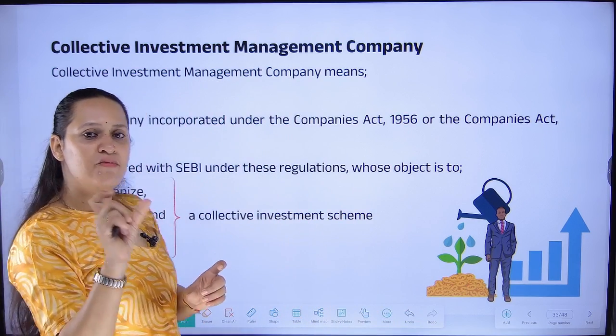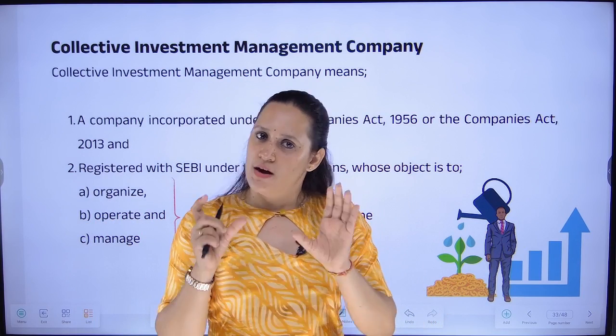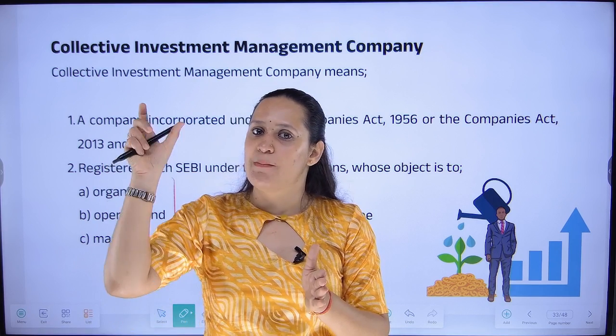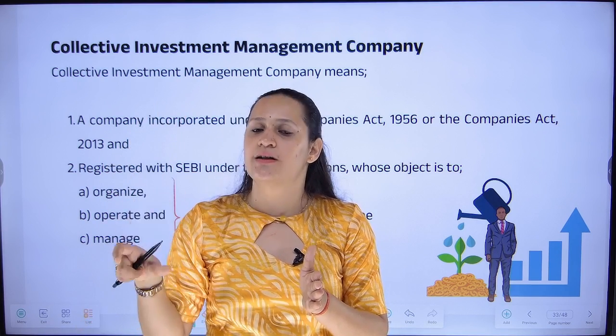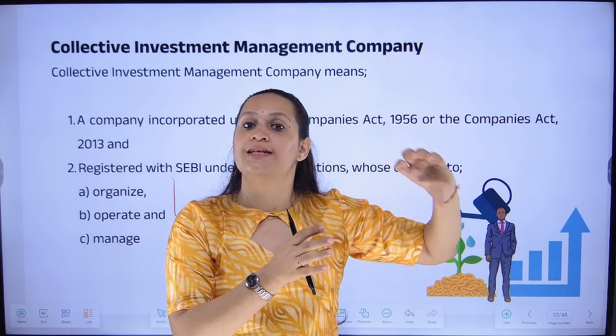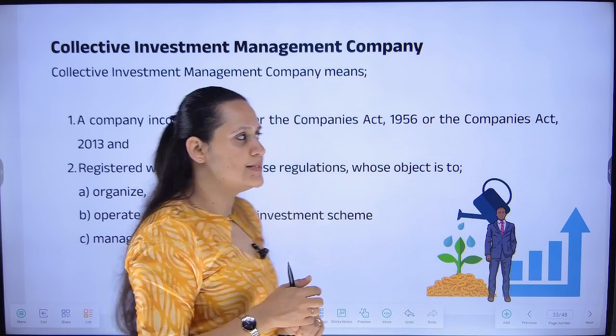So does that mean that every CIS should have a value of 100 crore rupees or more? The answer is no. A collective investment scheme can have a value less than 100 crore rupees. That is going to come under the regular collective investment scheme. But if you are not a collective investment scheme but raising 100 crore rupees or more, only then are you going to be deemed to be a collective investment scheme.